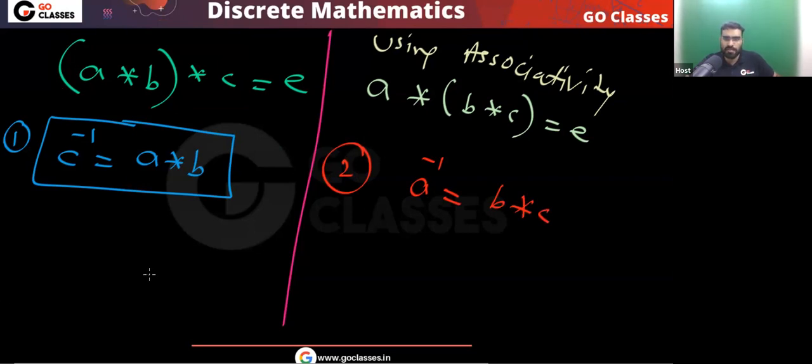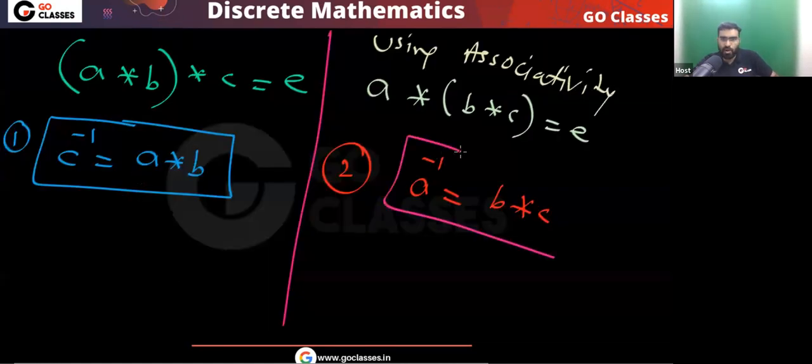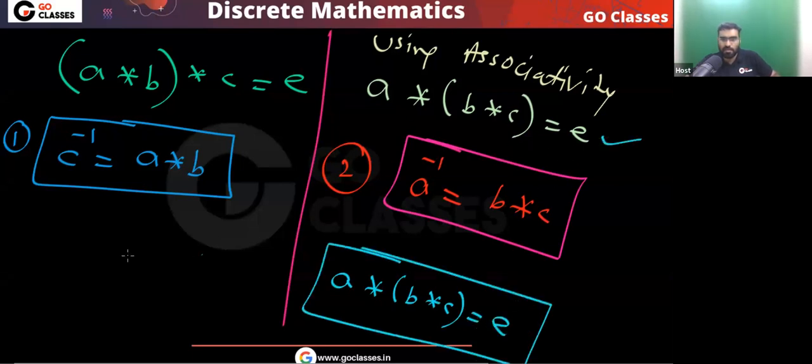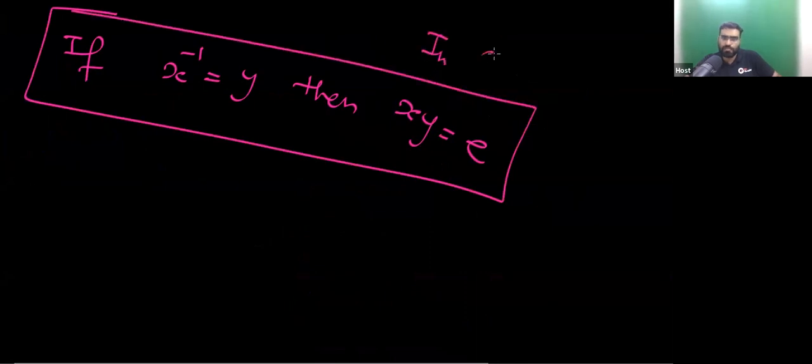I hope all these points are clear. So you got C inverse, you got A inverse. Now let's see. If A inverse is B star C, then what can you say about A star B star C? That will be E. From associativity you can see. Because you already know that in a group, if X inverse is equal to Y, then definitely XY will be equal to E. This point you already know.